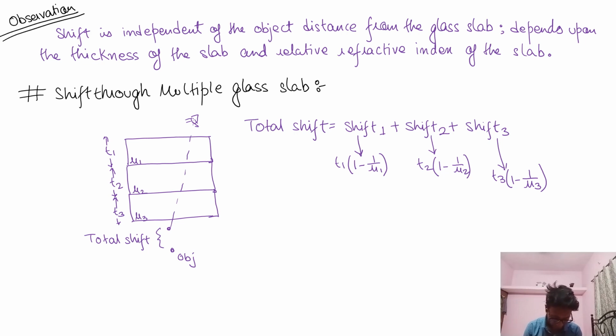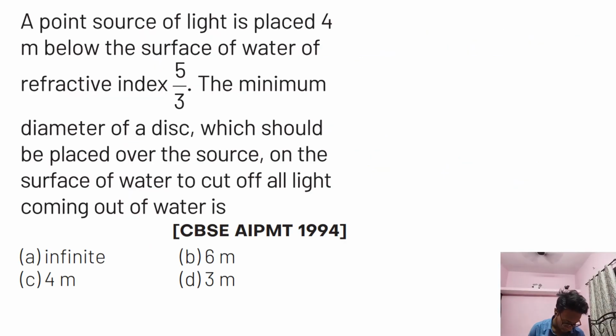Okay, let's do this question. A point source of light is placed 4 meters below the surface of water. That means out here, this is the water surface, and 4 meters below the water surface a point source of light is kept. The refractive index of water is given by mu equals 5 by 3. The minimum diameter of a disc which should be placed over the source on the surface of water to cut off all the light coming out.